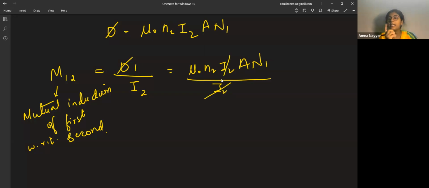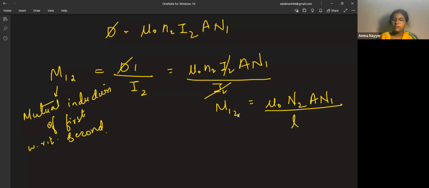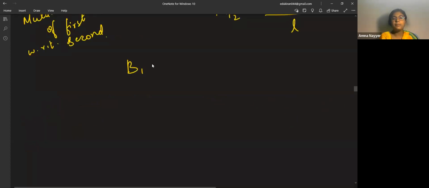Now regarding the number of turns. Number of turns, if you want, you can elaborate and write it. All right. Anyway, this is fine. For this, I'm saying N2. If you want, you can write N2 as N2 divided by length. This also you can write. So this formula is also valid for M12. Fine. If I want to do the opposite, I will take B1 first, mu naught N1 I1.